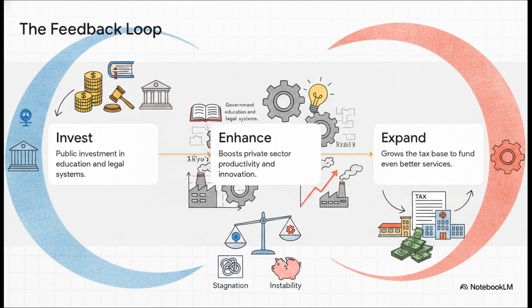And here is exactly how they feed into each other. The step-by-step feedback loop shows why striking the right balance is absolutely vital. Step 1. The government uses its fiscal power to invest in strong legal systems and quality public education. Step 2. Those educated citizens and stable laws drastically enhance the productivity and the innovation of private firms. Then, Step 3. As those private firms grow and become more profitable, they expand the nation's tax base. That larger tax base then allows the government to fund even better public services.